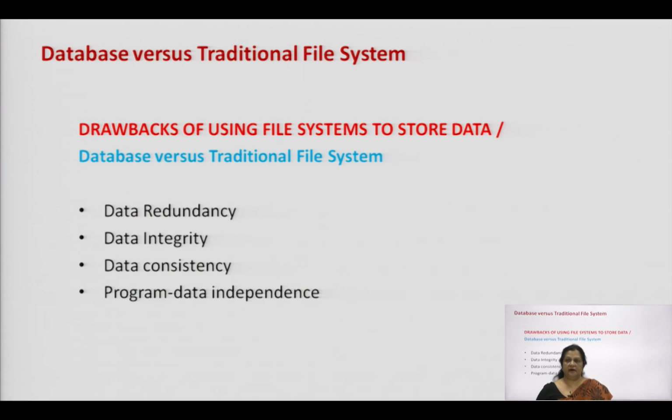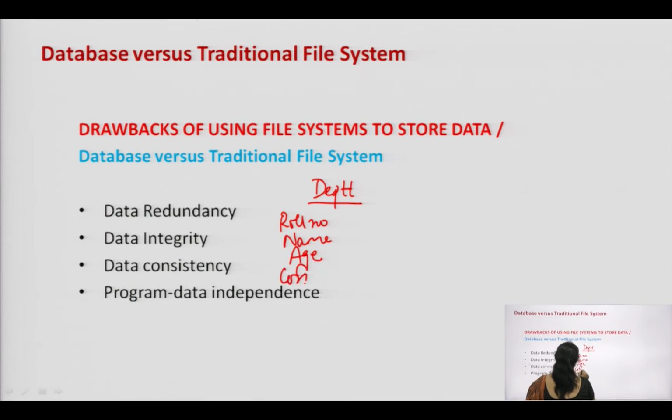First, let us take up data redundancy. Now, when we talk of the traditional file system, let us take an example that in a college system, the department of the student, the registrar office, the accounts office, they are all having data and they are storing and using the data about the students. Now, let us consider that the department needs the data roll number, name, age and the contact number of the students.